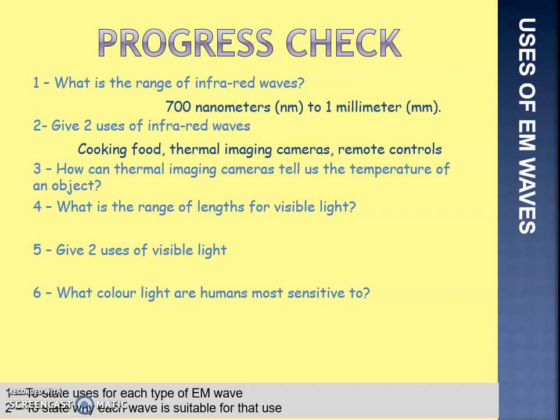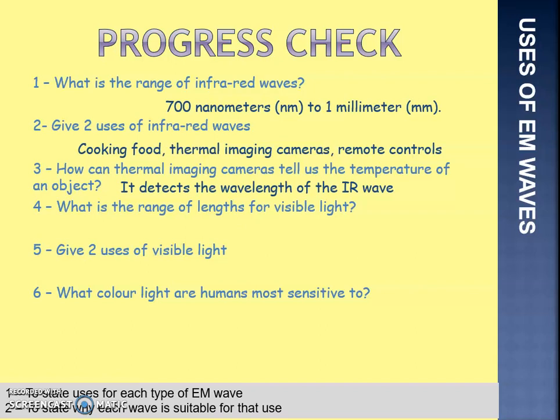How can thermal imaging cameras tell us the temperature of an object? It detects the wavelength of the infrared wave, then it compares that to other wavelengths of infrared waves and tells you what temperature should be producing a wave of that wavelength.